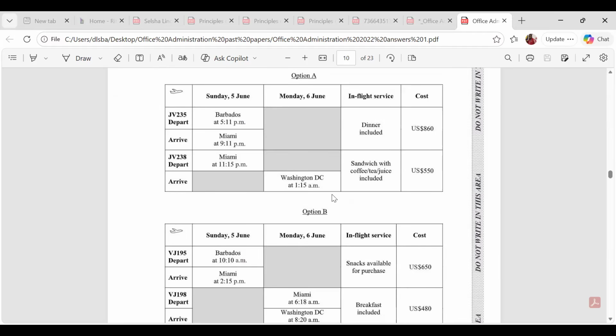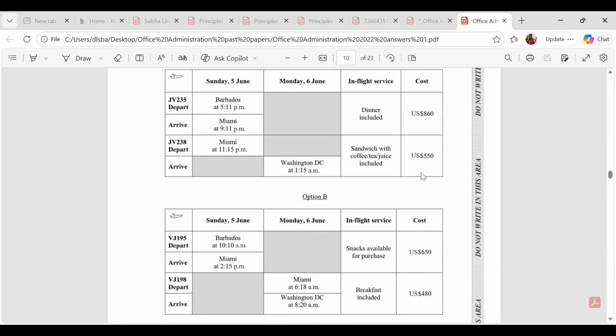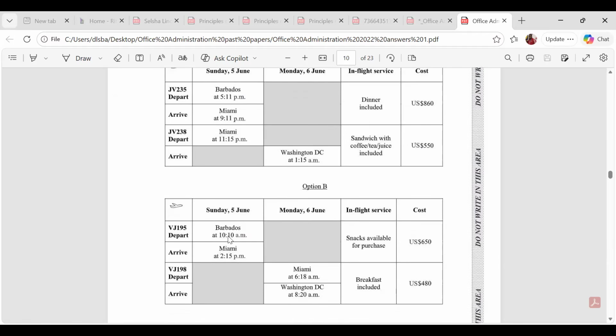The second flight again, sandwich and coffee and juice and stuff. 860 for the first one, 550 for the second one. Next one, Barbados is leaving 10 a.m. instead. Again, some snacks, but you had to buy them. You reach in Miami 2:15 p.m. Then you leave Miami 6:15, and you reach in Washington the next day, 8:20. This one costs a good bit less.